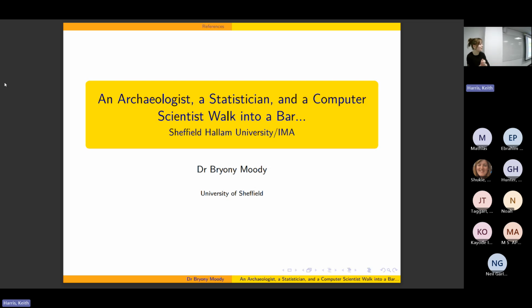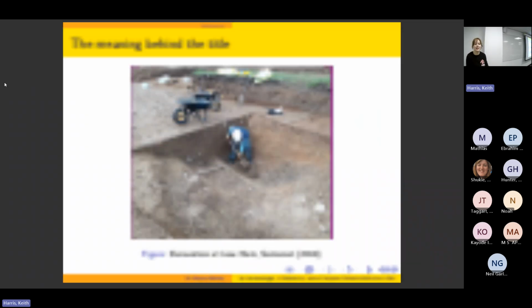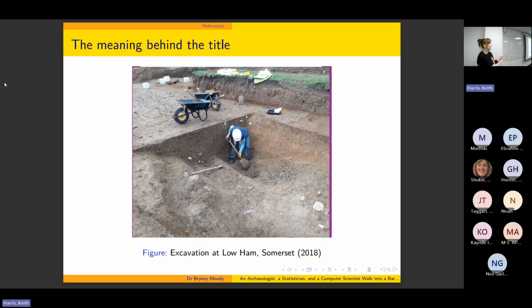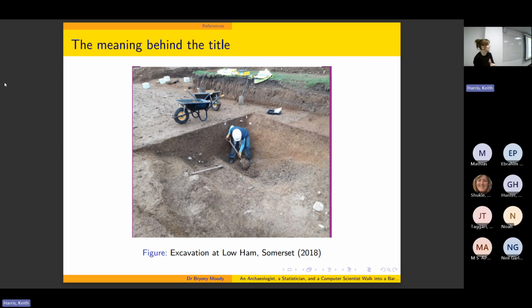I'm talking today. I've called my talk "An Archaeologist, a Statistician, and a Computer Scientist Walk into a Bar." Basically, the meaning behind the title is that's kind of how I envisioned my PhD being formed. It was a really interdisciplinary PhD. I originally started by doing a mathematics undergrad, and this is basically where my maths undergrad took me. This was me excavating at Lowham in Somerset. It was an old Roman villa and the surrounds. This was basically me just learning how all the data was collected.